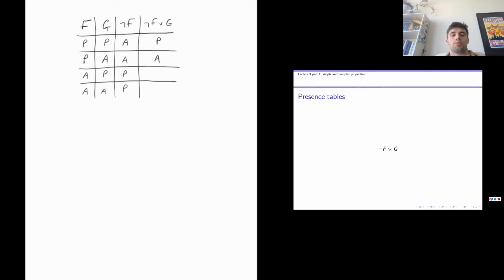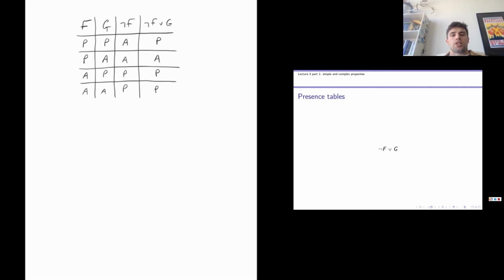In row 3, we've got not f present and g present. So in this case, both disjuncts are present, so at least one is present. So by the rule, the disjunction not f v g is present. And finally, in row 4, we've got not f present and g absent. So at least one disjunct is present, this time it's not f. So by the rule, the disjunction not f v g is present.